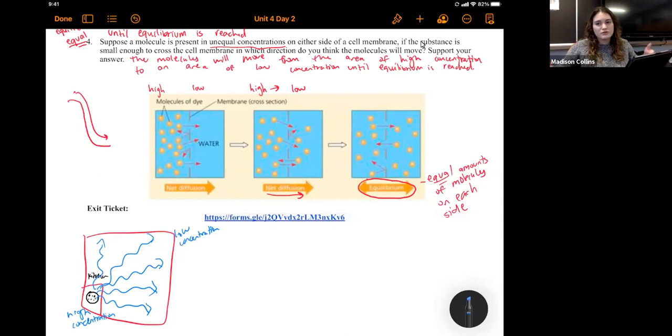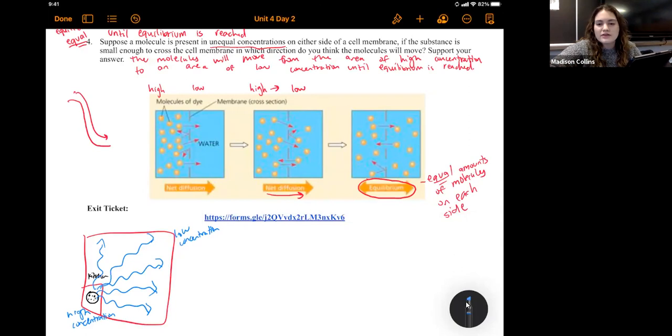Same thing happens with perfume or Febreze or anything that has those little aerosol particles. They're going to spread out across the area of high concentration to low concentration until equilibrium is reached. Until those molecules are everywhere and evenly spread out, they're going to keep traveling. All right, and I'm going to show you guys one more picture of what this looks like before I let you go for the exit ticket.